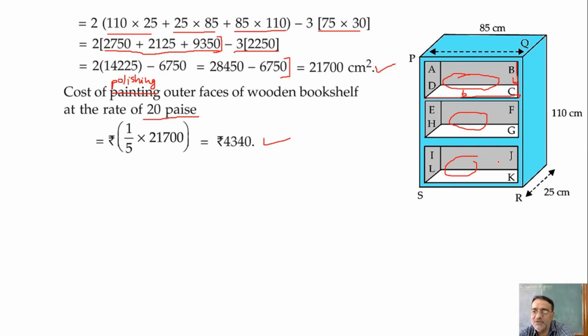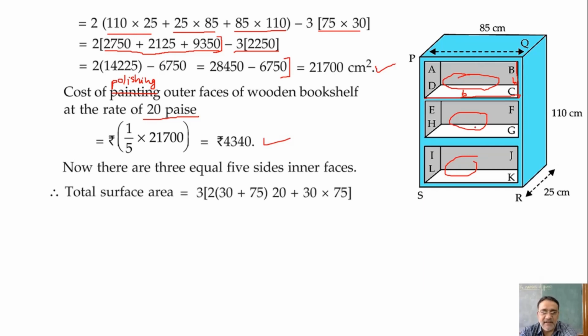That is 30 into 75. So we are taking 2 into L plus B into H plus B into H. This one we are taking. Is this clear? Yes, sir. This is B into H. So 2 into 105. Why are we taking 20? Because the inner depth is 25.